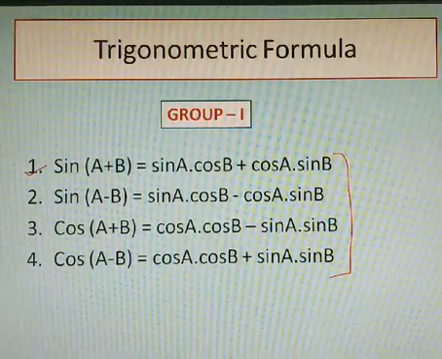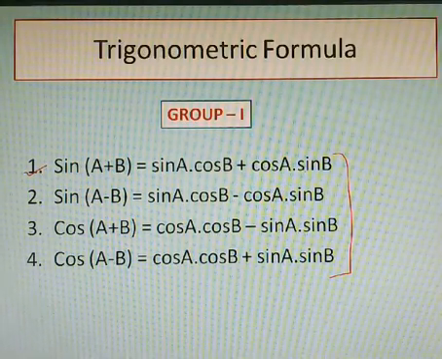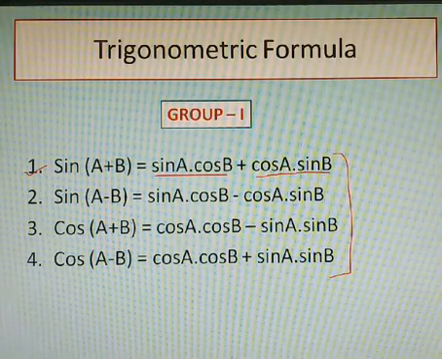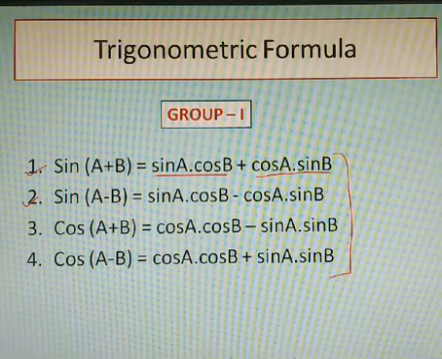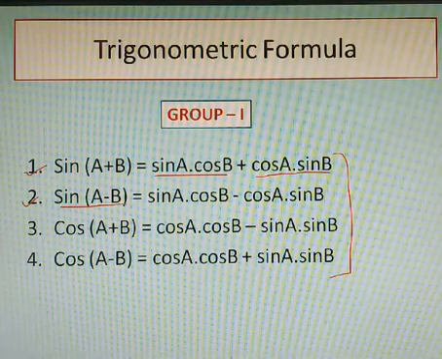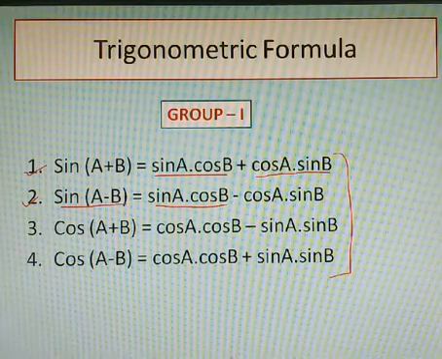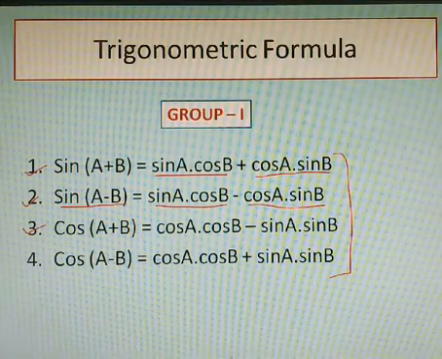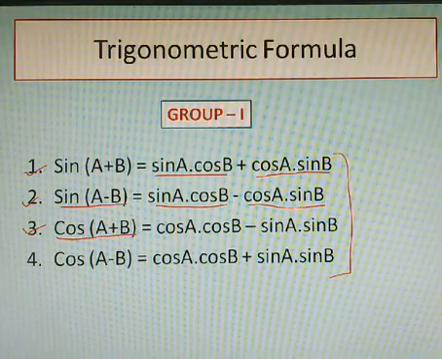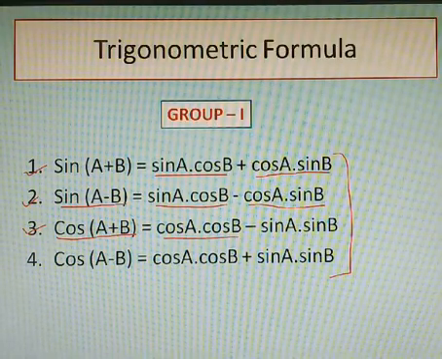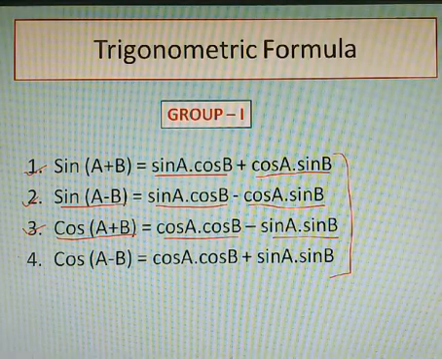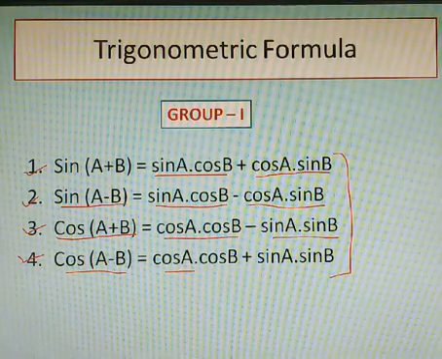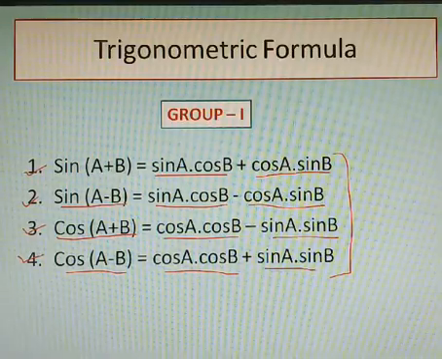In formula number 1, we have sin(A + B) equals sin A cos B plus cos A sin B. Similarly, the next formula: sin(A - B) equals sin A cos B minus cos A sin B. In the third one, we have cos(A + B) equals cos A cos B minus sin A sin B. Similarly, in formula number 4, we have cos(A - B) equals cos A cos B plus sin A sin B.